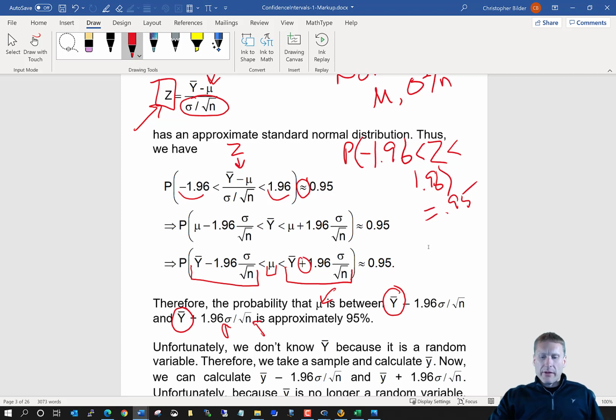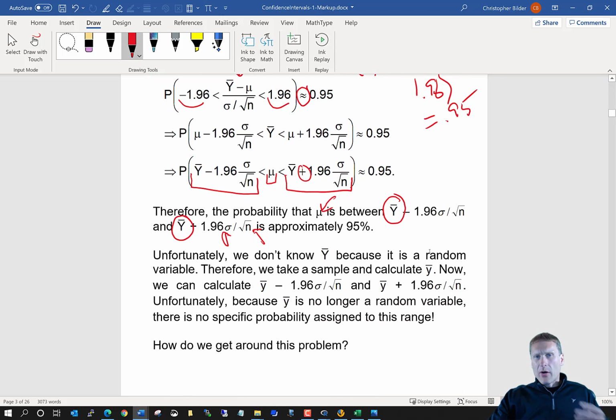Now we have a problem then, because once I actually go ahead and take that sample and I actually compute what y bar is, y bar now is a constant as well. Maybe like with the GPA example, maybe y bar was 3.0. So if I were to put 3.0 in there, I no longer have a random variable. I can no longer make a probability statement.